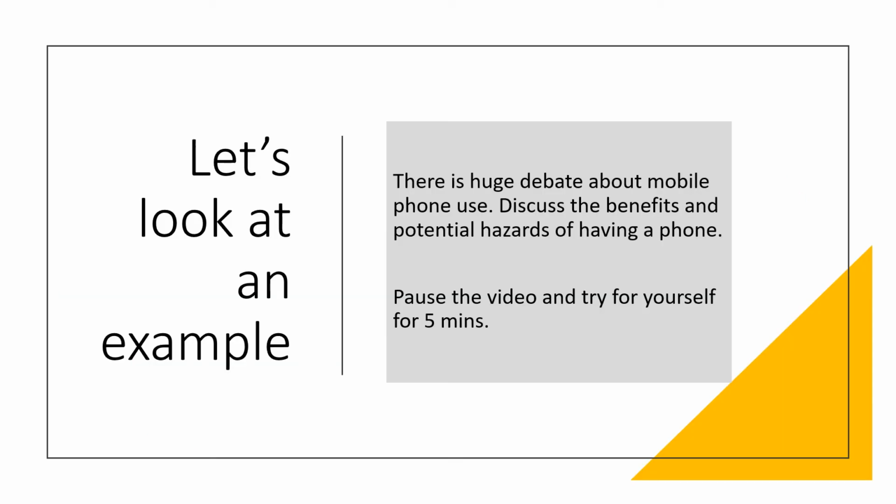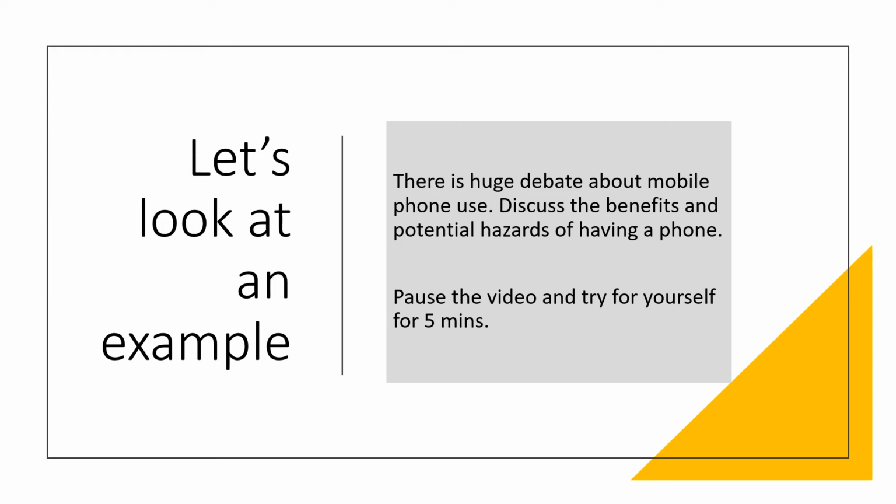Okay, so we're just going to spend a moment to look at an example. So there's been a huge debate about mobile phone use. Discuss the benefits and potential hazards of having a phone. Okay, so if this was an exam, the first thing you would do is you would try and locate the purpose. So I would personally underline or highlight that word discuss there, just so that I know what I'm doing.